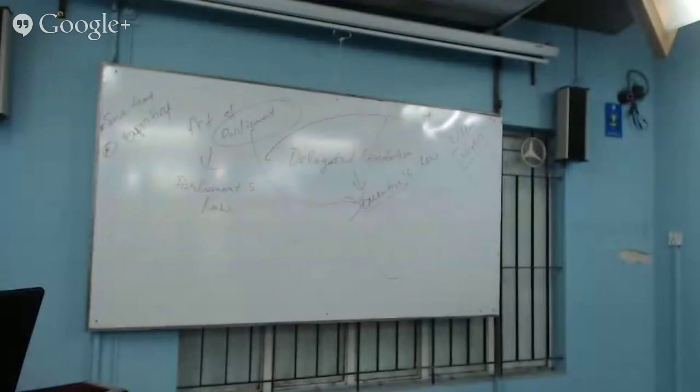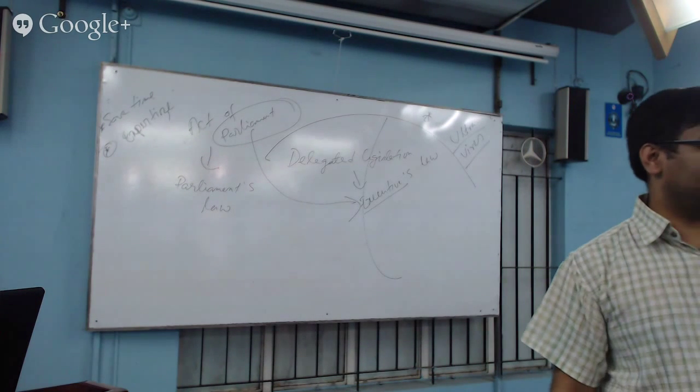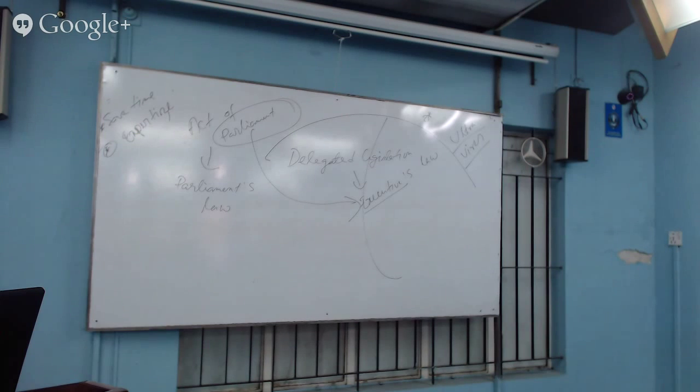Are you all clear? Okay, let's move on to question number 4. That is better than my answer. You see, question number 4. Listen. What is question number 4? How can the executive and the judiciary make law?